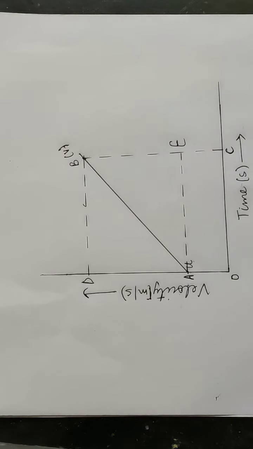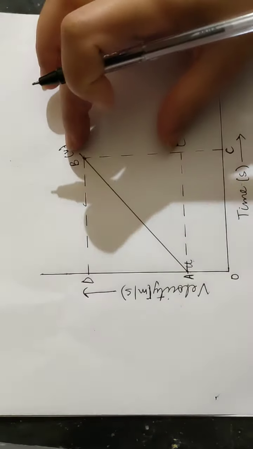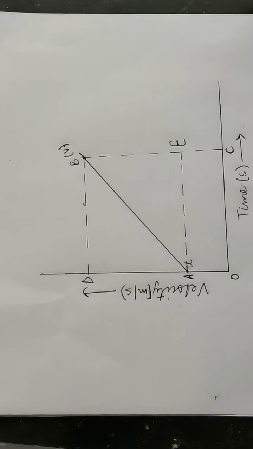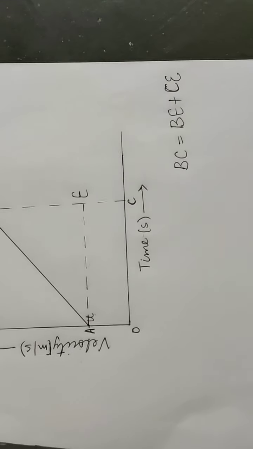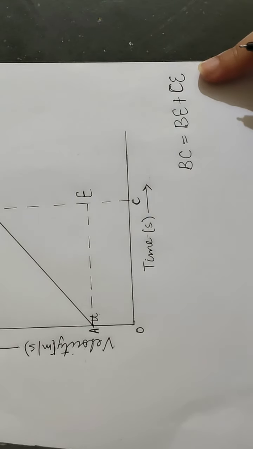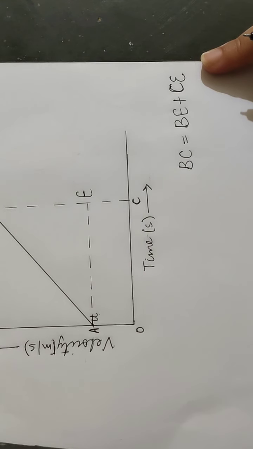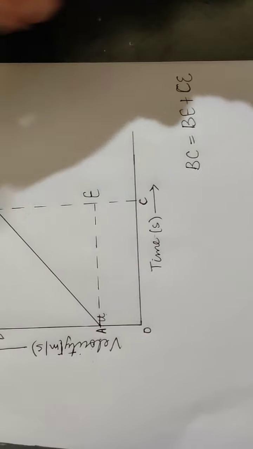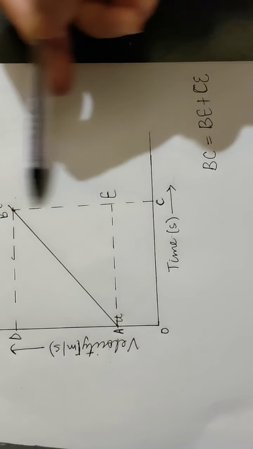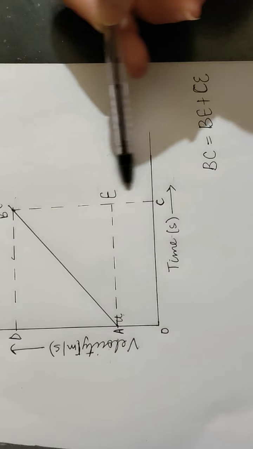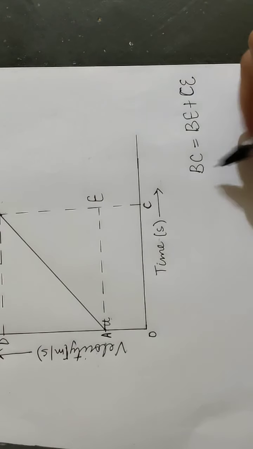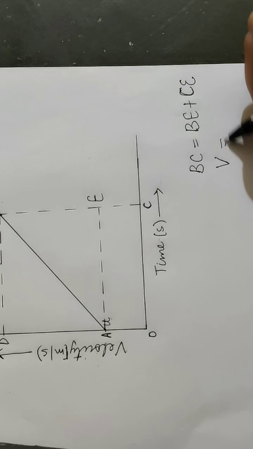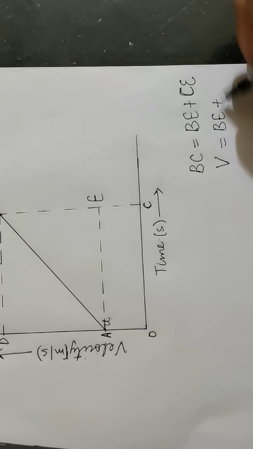Now, what do we observe? We observe that BC is equal to BE plus EC, or you can write it as CE. BC is equal to BE plus CE. Is it clear? Now, what is this BC equal to? This BC represents the final velocity of the object. Thus, we can write that BC is equal to v is equal to BE plus CE.